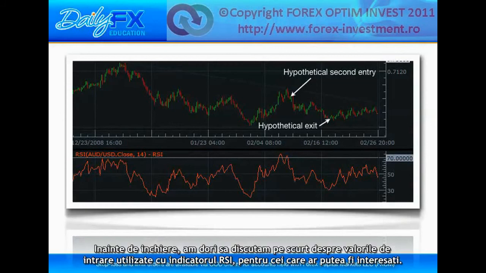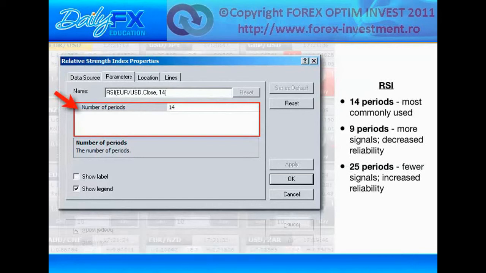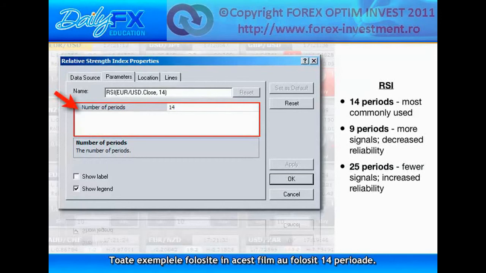Before closing, we'd like to briefly discuss the input values used with the RSI indicator for those who might be interested. When pulling up RSI on a chart, the charting application will prompt you to select how many periods you would like to include in your study. The most commonly used number is 14, and most traders do not alter the default setting. All of the examples used in this video used 14 periods. Some traders do use 9 or 25 periods instead of the standard 14.